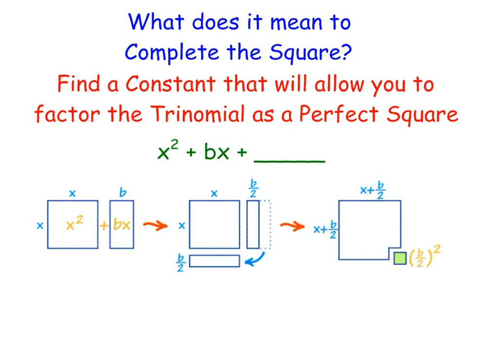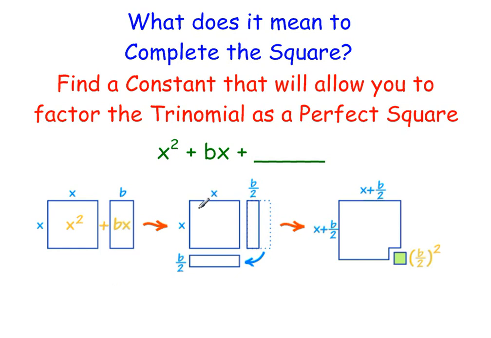So let me show you graphically what that means. X squared can be represented as a square, x by x, to get x squared as an area. Bx can be represented by a rectangle that has a width of b and a length of x, so we get bx. When we say complete the square, it's the exact same thing as actually making a full square if we think about it geometrically.